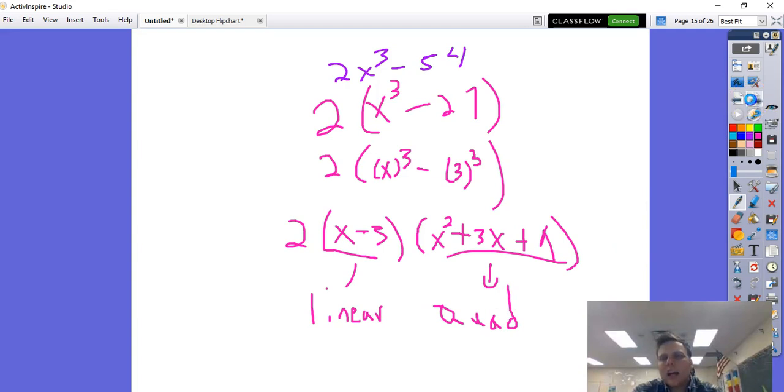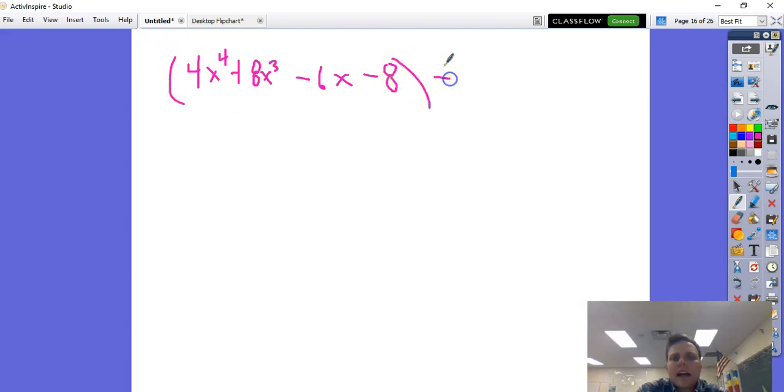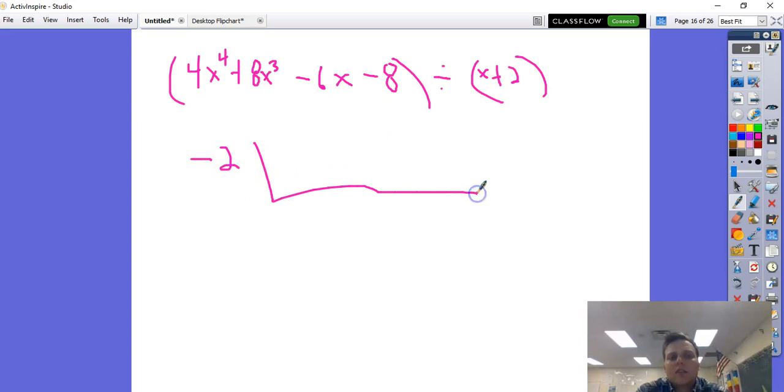Okay? All right, last but not least, we're going to do problem number 9, which was 4x raised to the 4th power plus 8x cubed minus 6x minus 8, and it had all of this being divided by x plus 2. My suggestion here: notice what you are dividing by. X plus 2, right? That's a linear term, so that means I can use synthetic division. So you say x plus 2 equals 0, you get x equals negative 2. So we say negative 2. We draw the upside down long division box.